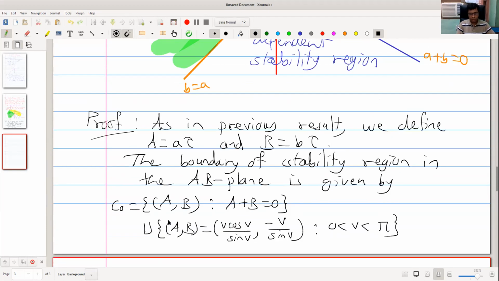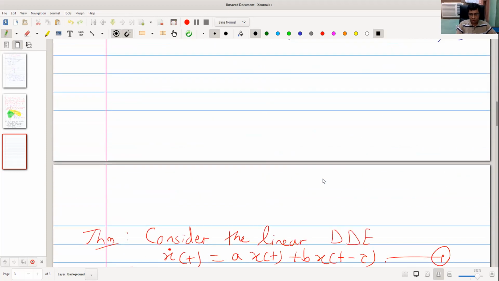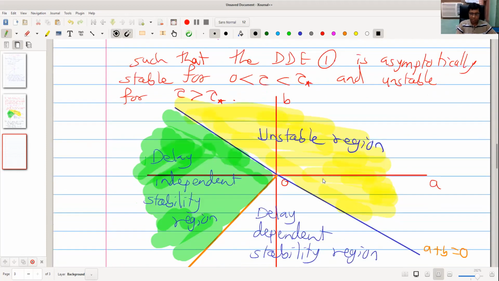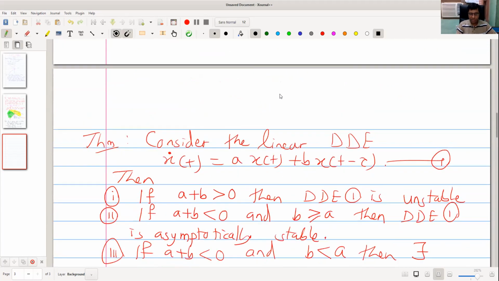Now, this second branch is given in terms of a parameter, a parametric curve in parameter V. Instead, we try to eliminate that V and obtain a relation between capital A and capital B, which will be helpful in finding tau star. So what is meant by tau star?